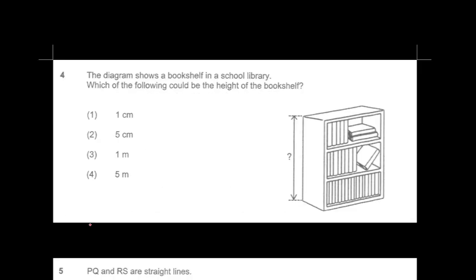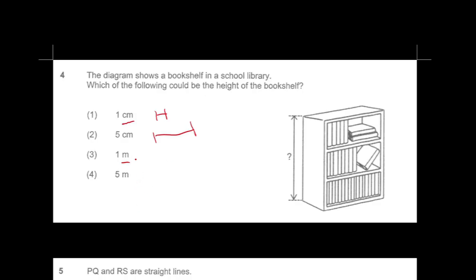Okay, let's go to question 4. Question 4, the diagram shows a bookshelf in a school library. Which of the following could be the height of the bookshelf? Basically, this question tests whether you understand the units cm and meter. If you look at your ruler, 1 cm is only about this size, 5 cm is maybe about here. So it definitely cannot be the height of a bookshelf.